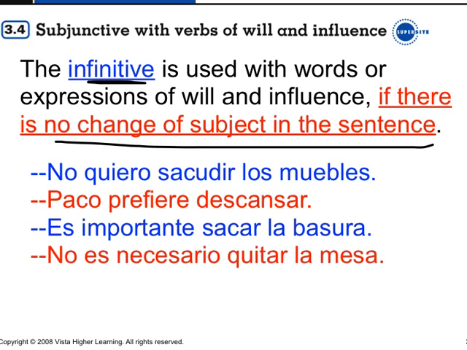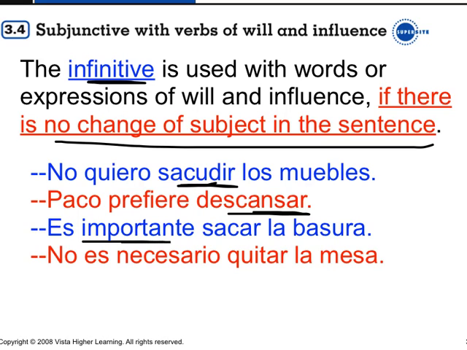For example, no quiero sacudir los muebles. I don't want to dust. I'm not saying I don't want you to dust. That would be subjunctive. It's all about yo. It's all about me. Paco prefiere descansar. This is the infinitive right here. He prefers to rest. It's not about him preferring that other people rest, so that's why the infinitive is used.